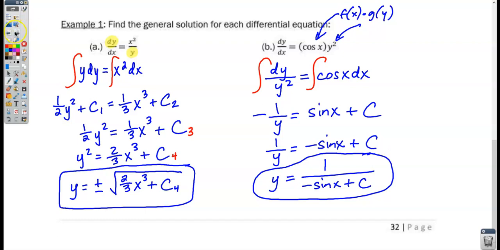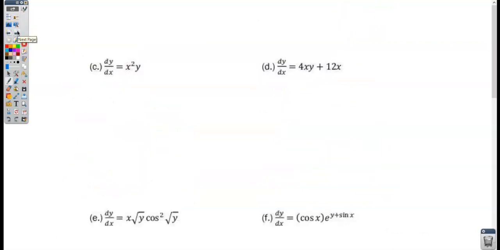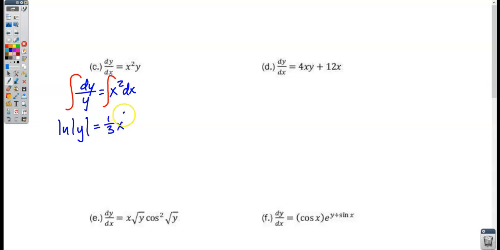We've got a bunch more examples here. Part C, dy dx equals x squared y. So first things first, I'm going to separate. So we've got dy over y is equal to x squared dx. And then I'm going to go ahead and take the integral of both sides. The integral of dy over y is natural log of the absolute value of y. And the integral of x squared is 1/3 x cubed plus our constant.